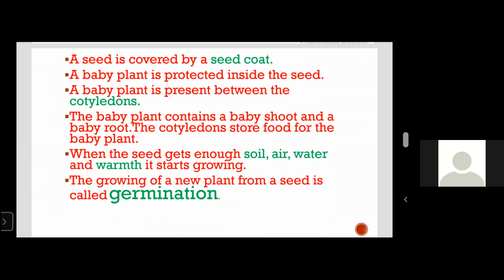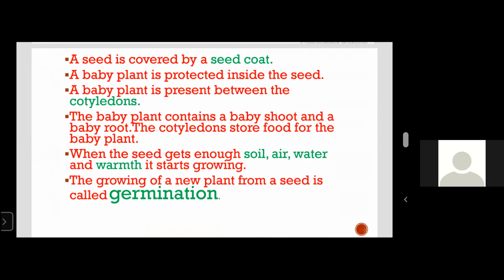A seed is covered by a seed coat. A baby plant is protected inside the seed. What is protected? A baby plant. A baby plant is present between the cotyledons. The baby plant contains a baby shoot and a baby root. The cotyledons store food for the baby plant.